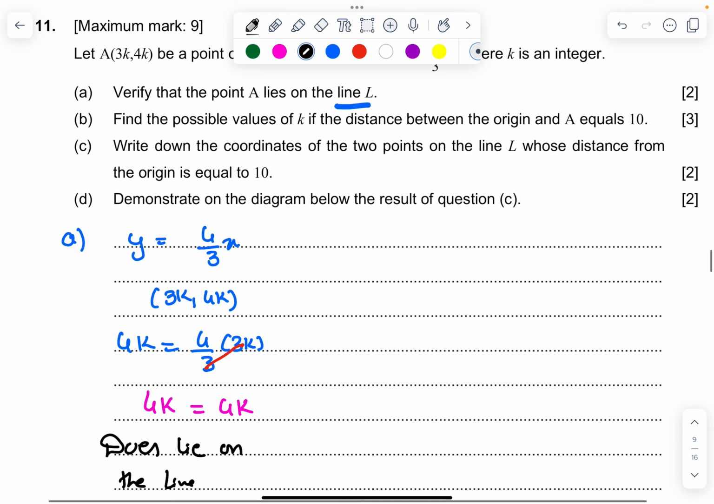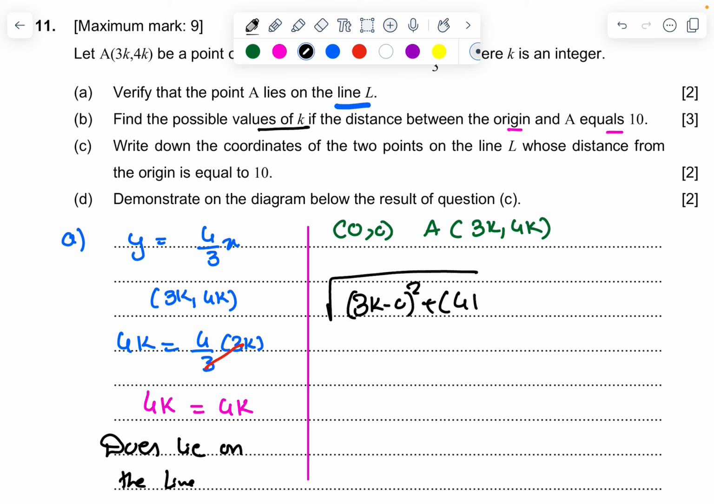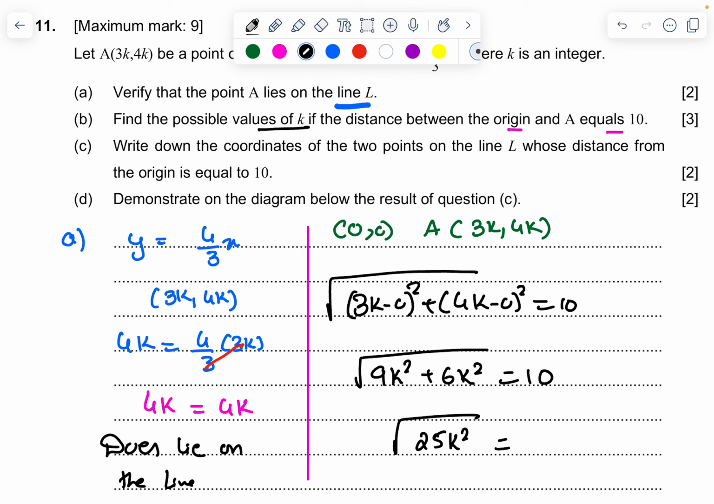That is part A. Part B, find the possible values of k for which the distance between the origin and A equals 10. Origin is (0, 0) and A is (3k, 4k). The distance should be equal to 10. That's going to be the concept over there. So square root of (x2 minus x1) whole square plus (y2 minus y1) whole square equals 10. Square root of 9k square plus 16k square equals 10. Square root of 25k square equals 10.